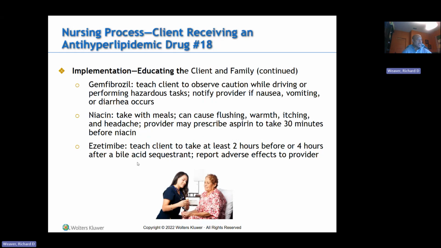Ezetimibe: teach clients to take it at least 2 hours before or 4 hours after a bile acid sequestrant medication and report adverse effects to the healthcare provider. I think this is that resin drug that they're referring to.